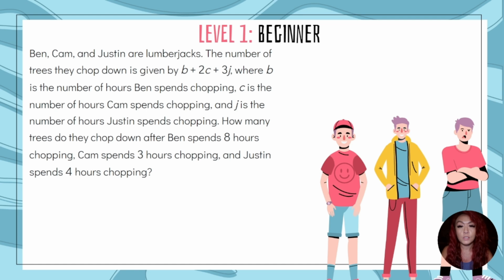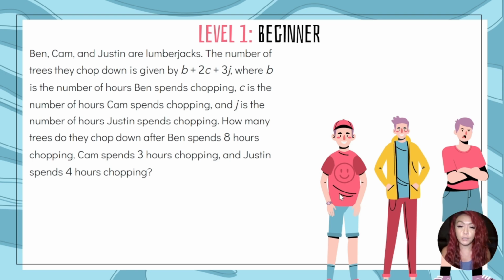Ben, Cam, and Justin are lumberjacks. The number of trees they chop down is given by B plus 2C plus 3J, where B is the number of hours Ben spends shopping, C is the number of hours Cam spends shopping, and J is the number of hours Justin spends shopping. How many trees do they chop down after Ben spends 8 hours shopping, Cam spends 3 hours shopping, and Justin spends 4 hours chopping?